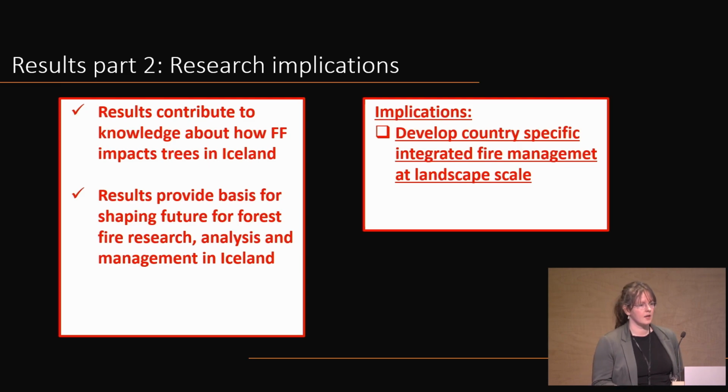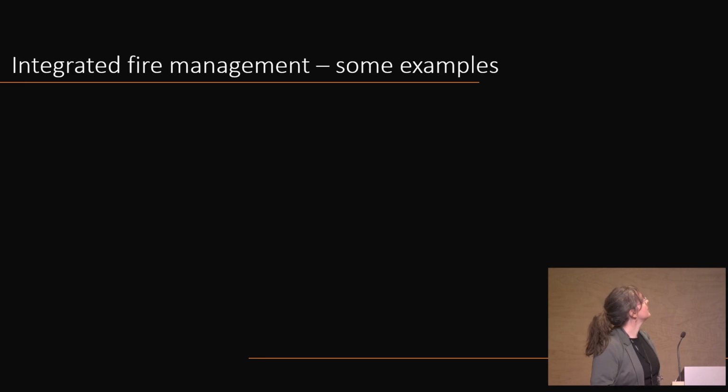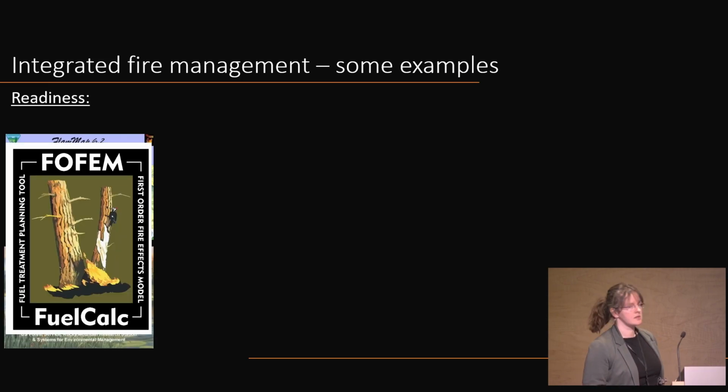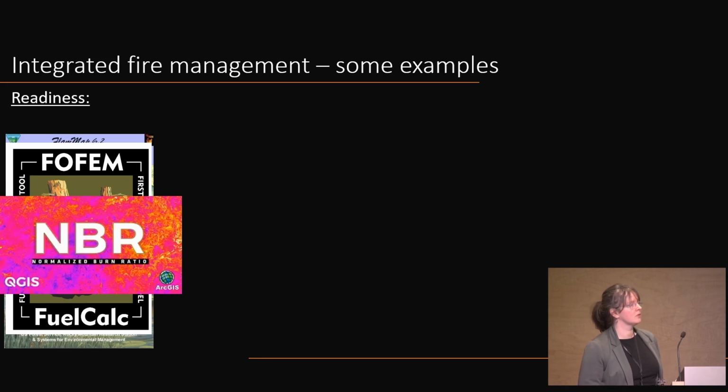And what I would say was the implication here was that we can continue to develop now country-specific integrated fire management at landscape scale. But what does that mean? Here are some examples. So we're going back to that round circle thing that I showed you earlier. Firstly, when we talk about readiness, we can use software, or we can even develop our own, which I tried to in this study, to understand the fire behavior and fire effects in the landscape. These are just some of the tools that you can use, but we can also develop Icelandic specific ones.